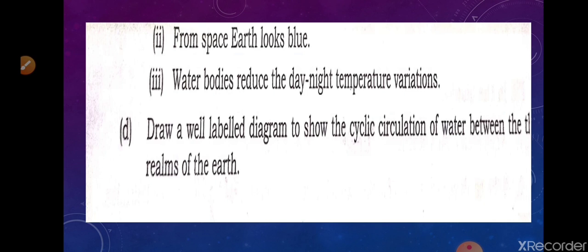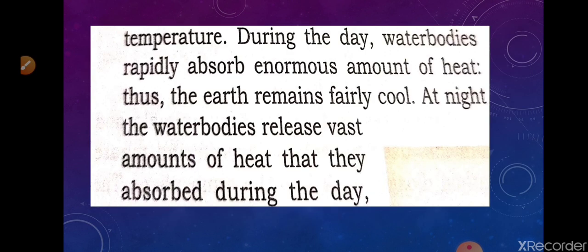Now next one, that water bodies reduce day and night temperature variation. So this answer is here. During the day, water bodies rapidly absorb an enormous amount of heat. Thus the earth remains fairly cool. At night the water bodies release a vast amount of heat that they absorbed during the day, and that's why the earth remains cool. So the temperature may be balanced. So this answer is here. All three answers are completed.